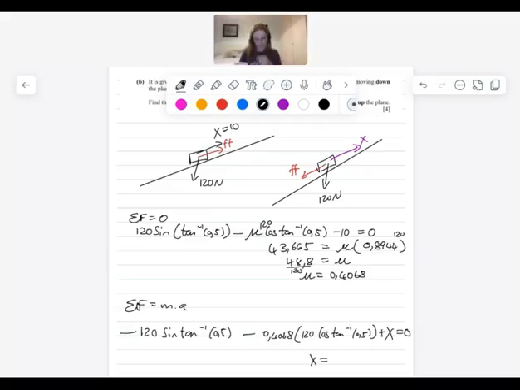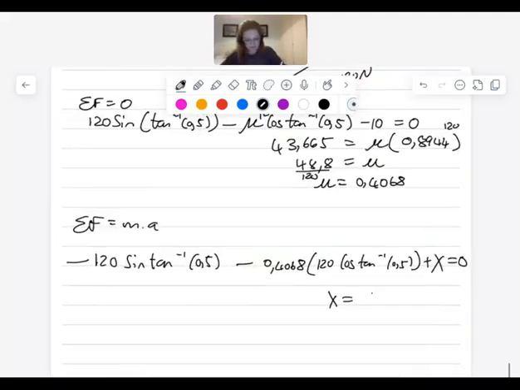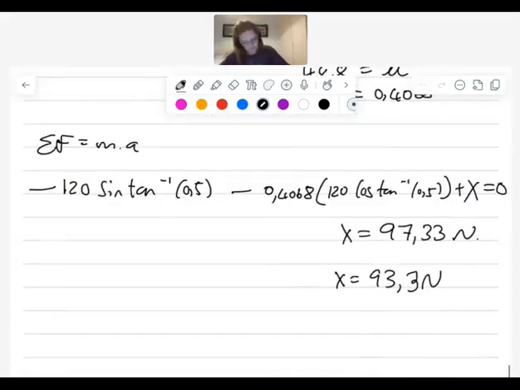So I'm going to do this on my calculator. I'm going to take everything to the other side. I've already got mu in my calculator. So I'm just going to say times 120 times cos of tan of 0.5. Okay, and I'm now picturing that on the other side of my equation. So then I'm going to add 120 times sine of the inverse of tan. I hope I did the inverse of tan previously. Okay, my x is 97.33 newtons, 3 significant figures. It's 97.3 newtons.